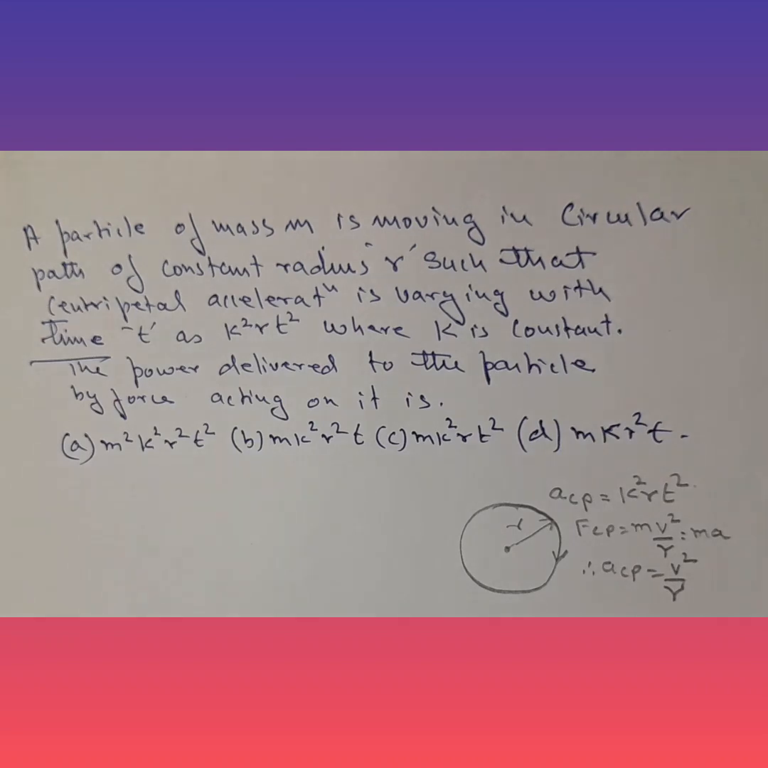Now we also know FCP is equal to mv square over r. FCP is centripetal force, equal to mv square over r, which is equal to ma. m cancels, as a result of which we also get ACP is equal to v square over r.